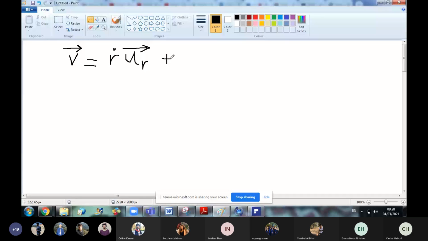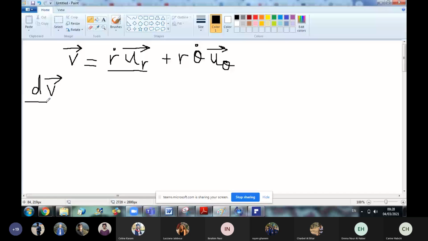Now, we know that the acceleration is the derivative of velocity, right? Okay. So if I want to find the acceleration vector now, what should I do? I should derive this term, right? First, I will start by the derivative of this term. I will write that dv by dt, which is the acceleration, is equal to what?